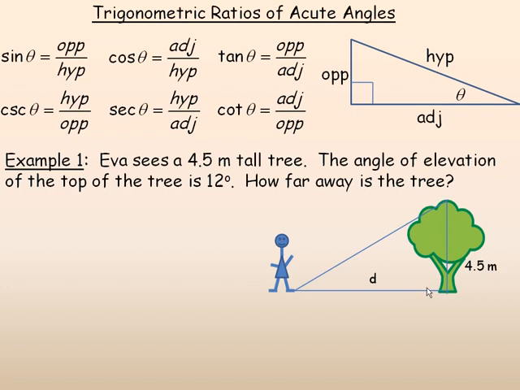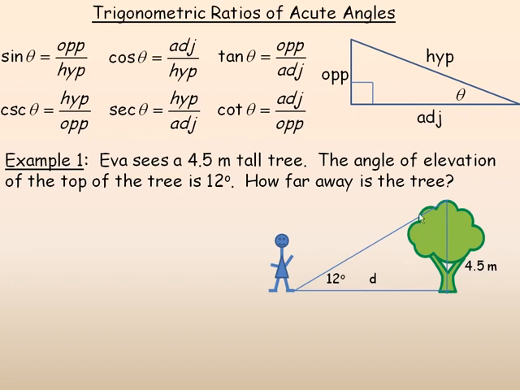Now the angle of elevation means from her up to the top of the tree. That angle right there is 12 degrees. That's what angle of elevation means. If you were a bird sitting on the top of the tree looking at Eva, then the angle with the horizontal right here would also be 12 degrees. That would be called the angle of depression down to Eva.